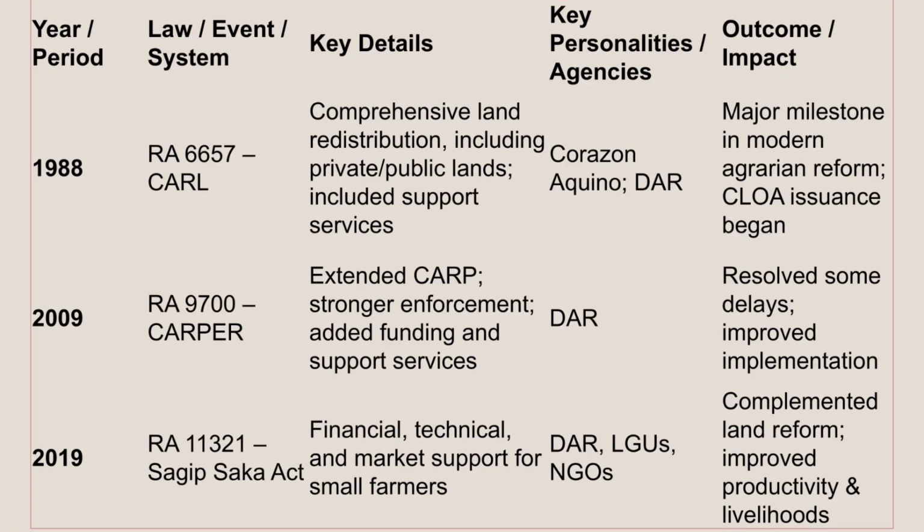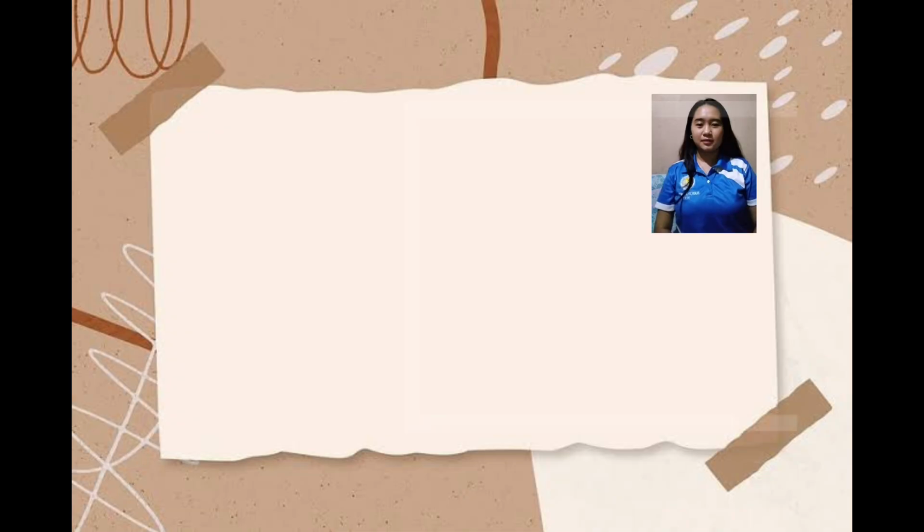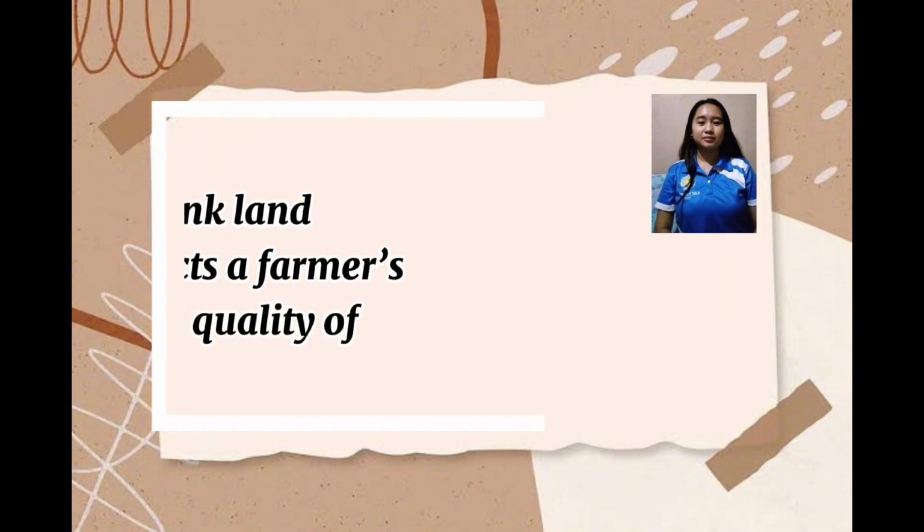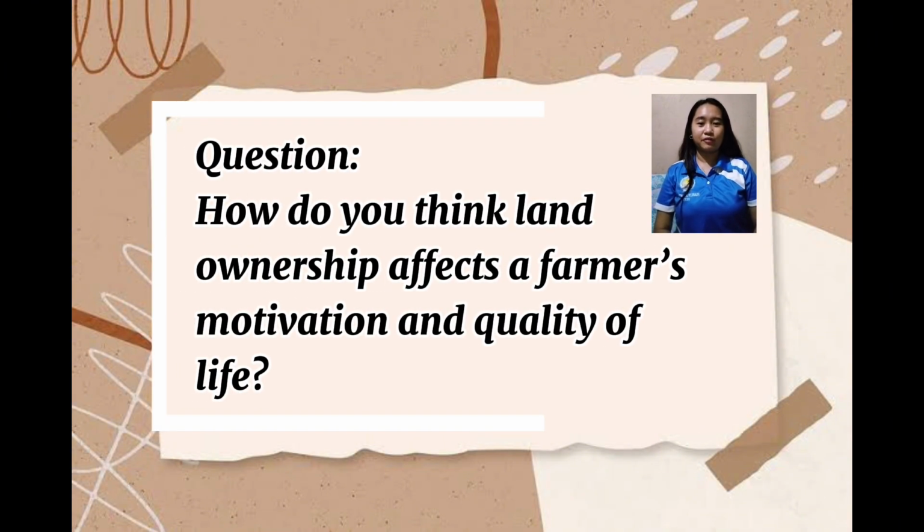And this is the last part of the previous table. As you can see, it explains why agrarian reform remains important today. It highlights its role in promoting social justice, reducing inequality, empowering farmers, and supporting national development. Despite the challenges discussed in earlier slides, agrarian reform is presented as a necessary policy for creating a more fair and inclusive society. So take a pause and reflect. How do you think land ownership affects a farmer's motivation and quality of life?